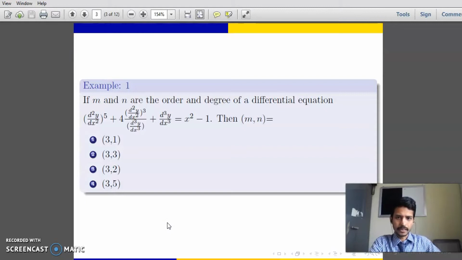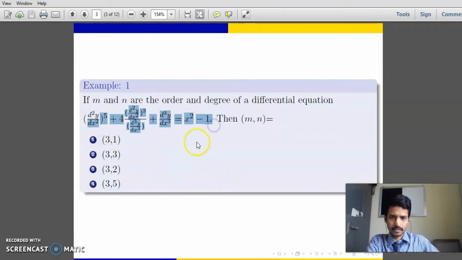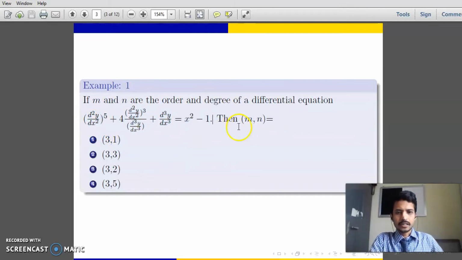First example is based on the order and degree of a differential equation. If m and n are the order and degree of a differential equation, where the equation is given by this, what is the value of m and what is the value of n, we need to calculate here. M stands for order, n stands for degree.